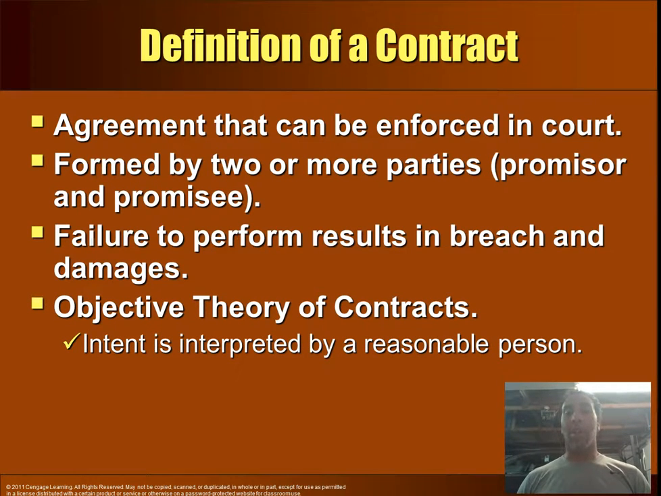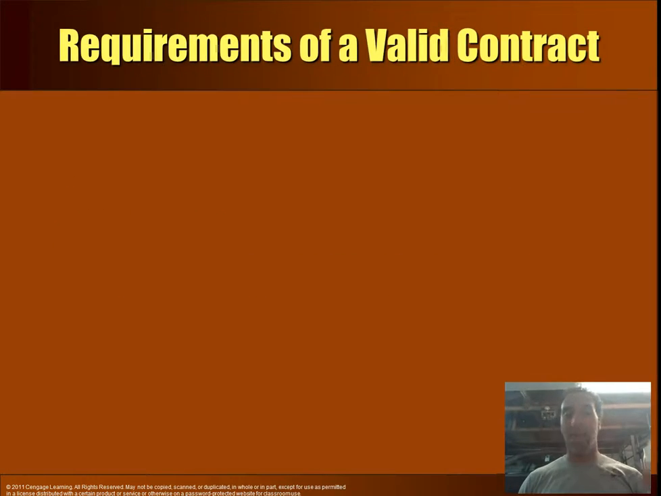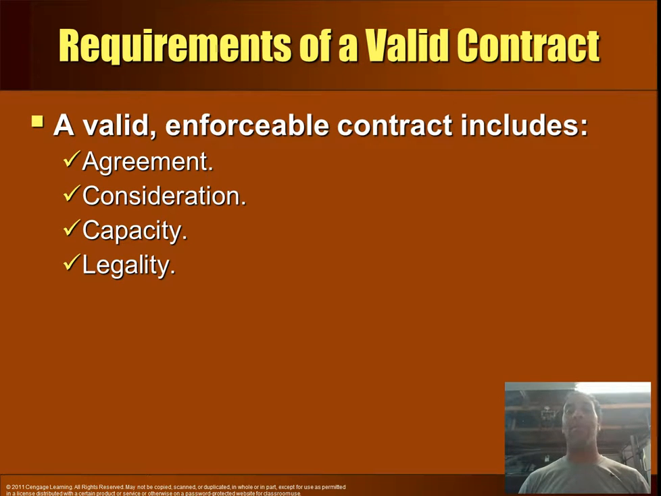Objective theory of contracts: intent is interpreted by a reasonable person. So remember, a lot of these things in a court setting is what would a reasonable person think. If I came into your tax office, threw down a box of tax things and said, "I'll see you in 2 weeks," well, a reasonable person would think that I came in there and wanted you to actually do my taxes.